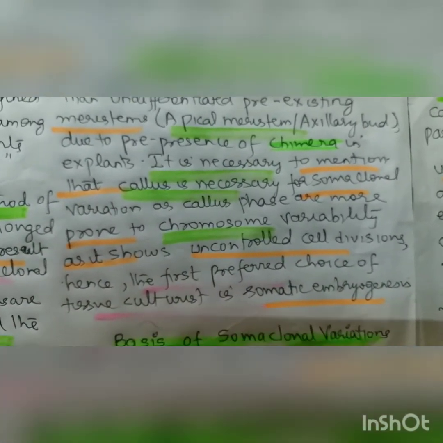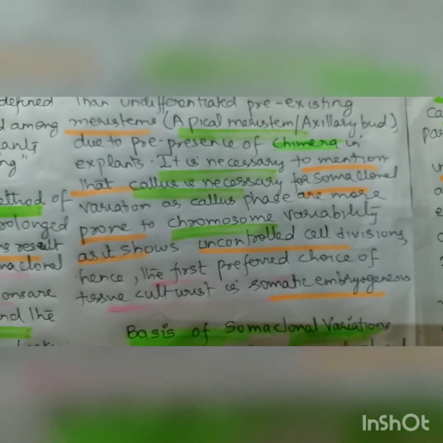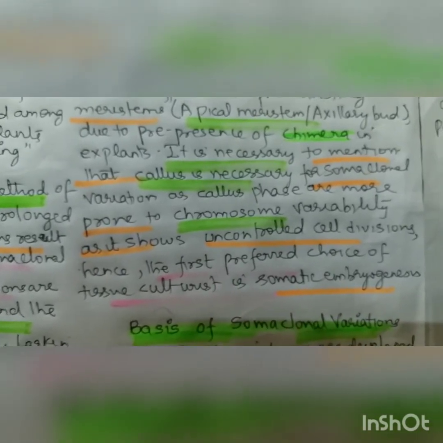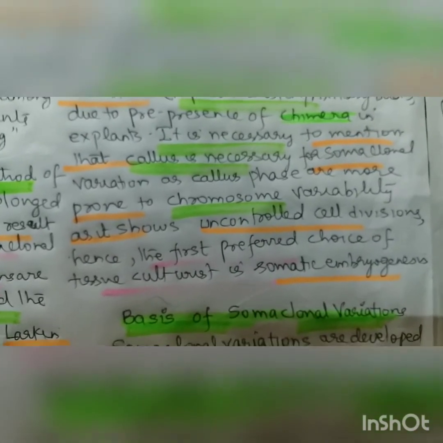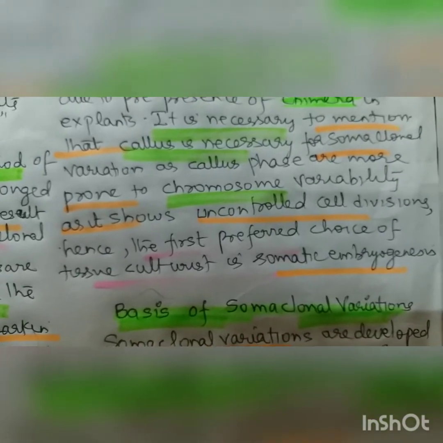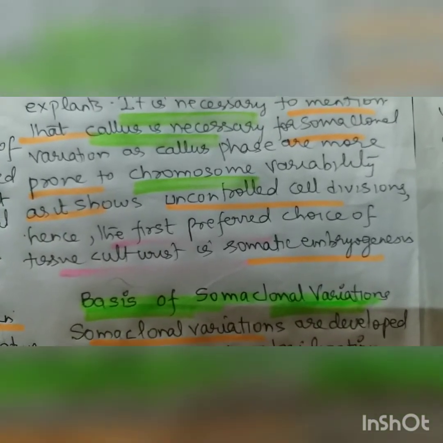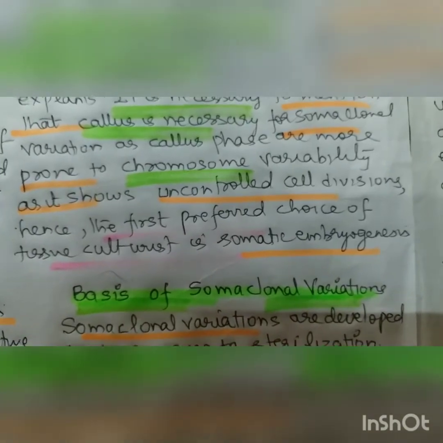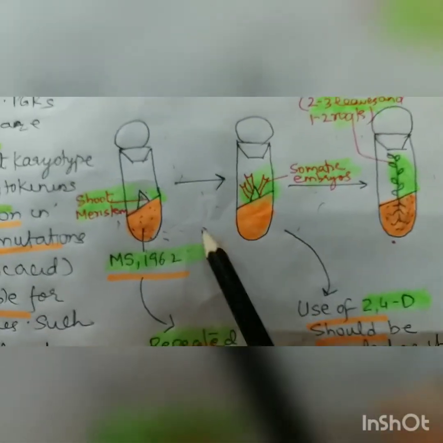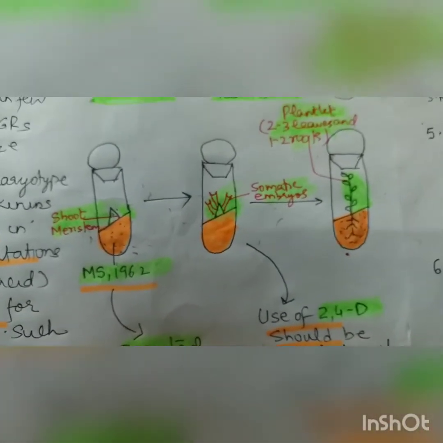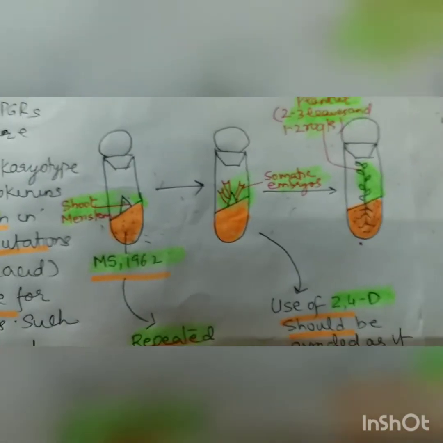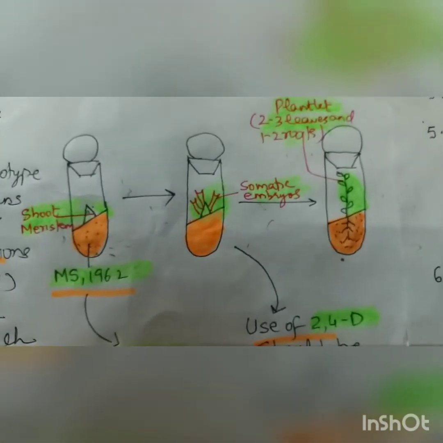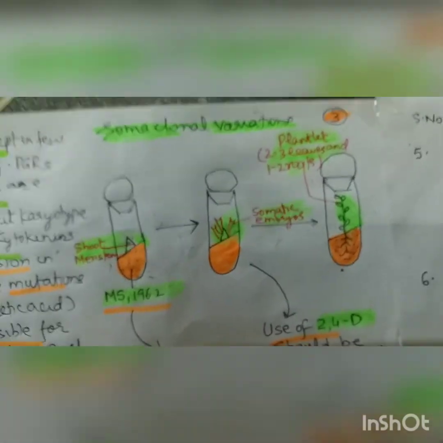It is necessary to mention that callus is necessary for somaclone variations, as callus phases are more prone to chromosome variability. I already told you, spindle dissolution, as it shows uncontrolled cell division. Hence the first preferred choice of tissue culturists is somatic embryogenesis. Last lecture I also told you, tissue culturists prefer this path. They never prefer the other path, that is indirect, where callus is formed, because that results in heterozygosity, that is, a pure line is not obtained.